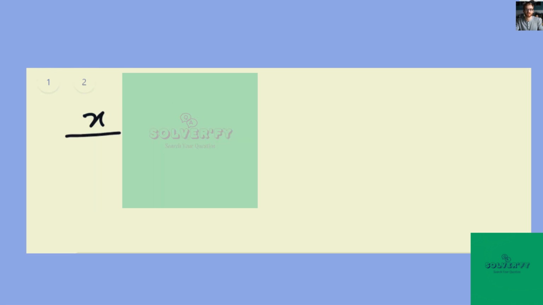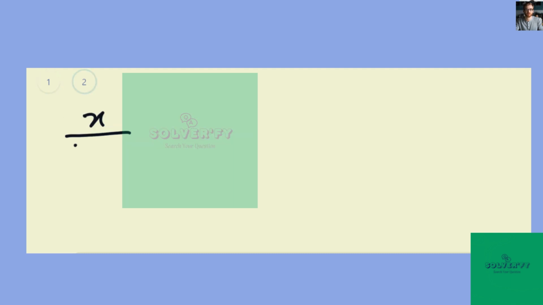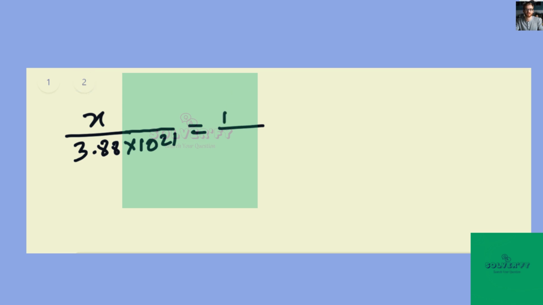So if X is the number of carbon atoms present in the sample of testosterone, and we are given the number of hydrogen atoms present in the sample as 3.88 times 10 to the power 21, we can write X over 3.88 times 10 to the power 21 is equal to the ratio of carbon and hydrogen in one molecule of testosterone, which has 19 carbon and 28 hydrogen. So we can write 19 over 28.